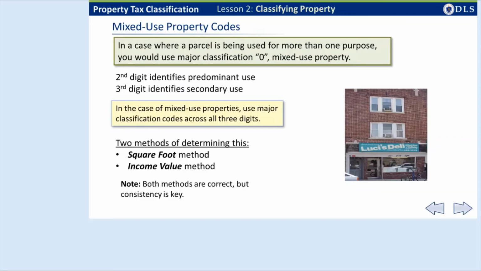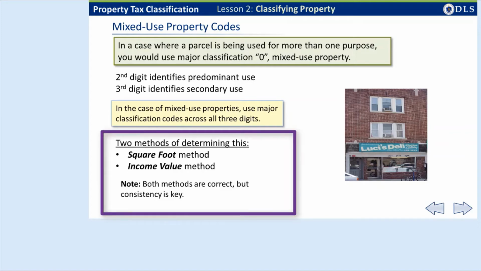The major classification 0, mixed-use property, does not use the second digit to identify the significant category or the third digit to identify the subdivision. Rather, the second digit is used to identify the predominant use of the parcel, and the third digit represents the secondary use. This means, in the case of mixed-use properties, you will be using the major classification codes across all three digits. In order to properly code the parcel, the assessor must determine the predominant and secondary use in order to assign the second and third digit codes.